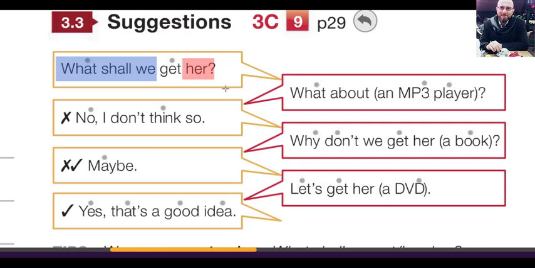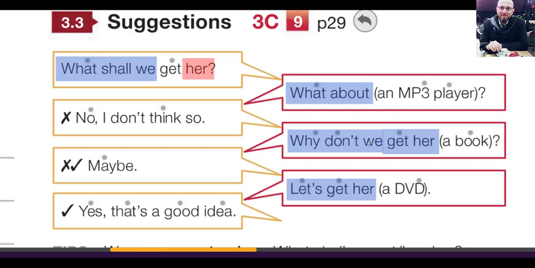And here we say, what about? So this is the answer. We say, what about an MP3 player? Why don't we? And here, why don't we get her a book? Okay. And let's get her. So here, why don't we get, it's the same. We say, what about an MP3 player? Or for example here, why don't we get her an MP3 player? Or let's get her an MP3 player. All of them the same meaning.